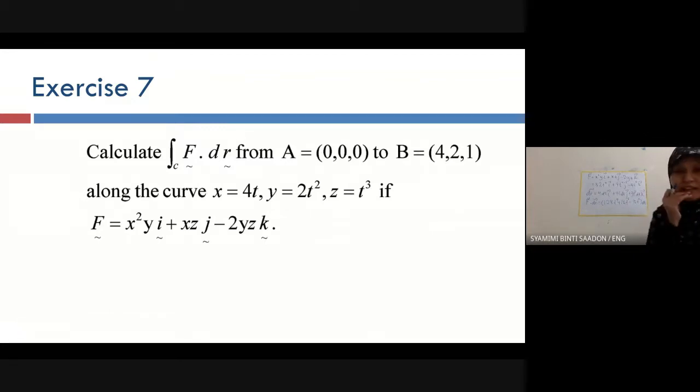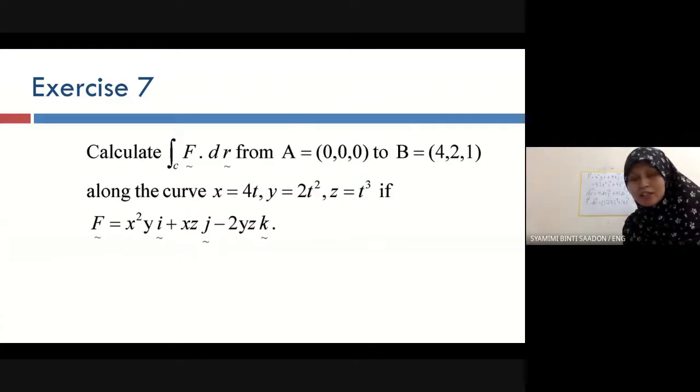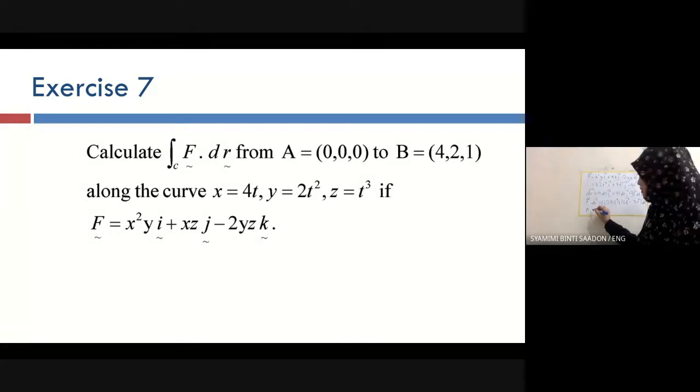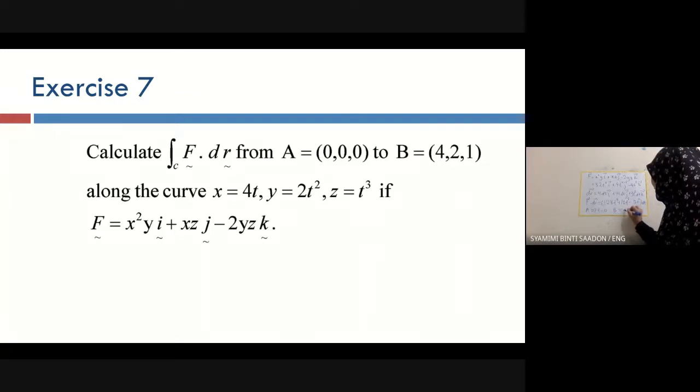Okay, and then, the same as just now, we have to change the points A and B in terms of t. So the same method, we just have to compare. The x is 0 equal to 2t squared, y is equal to 0, and t cubed, z is equal to 0. So t is equal to 0. And also for B, 4, 2, 1. So when we compare, for point A we get t equals 0, and point B, t equals 1.